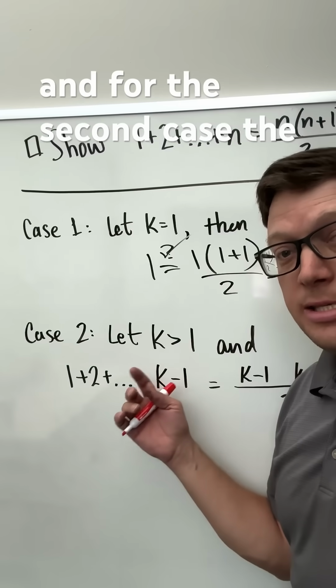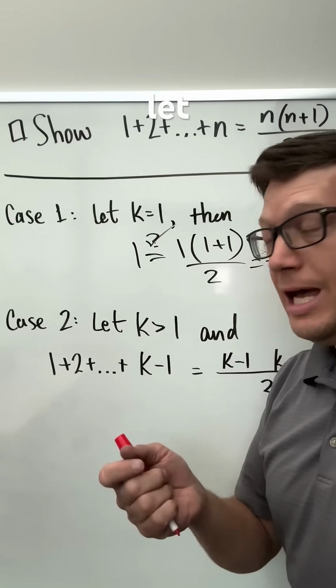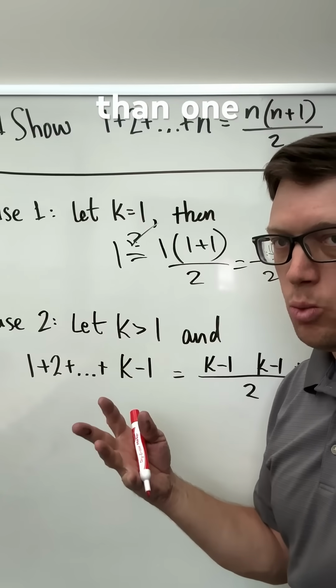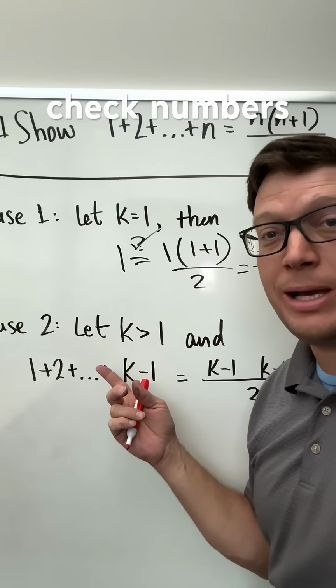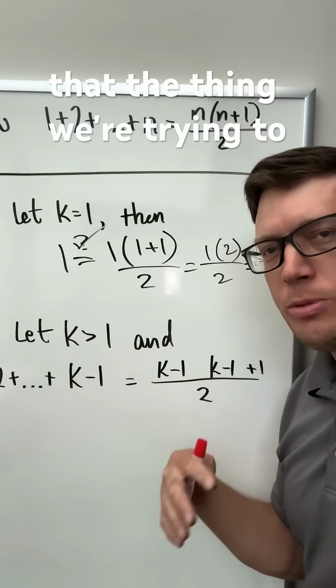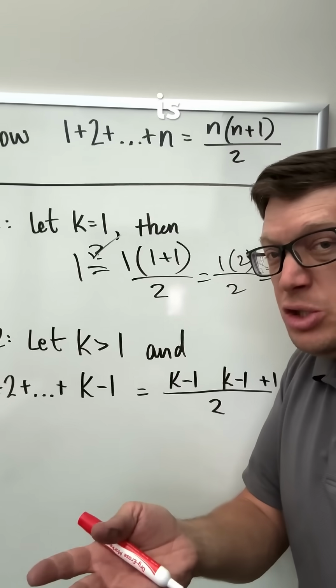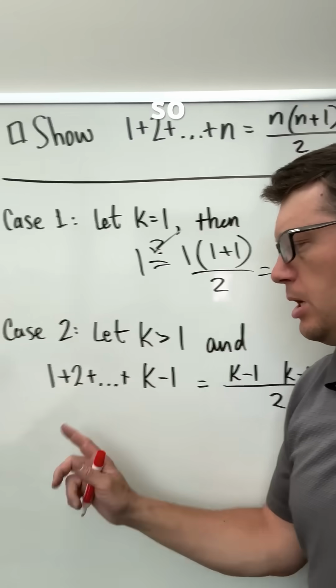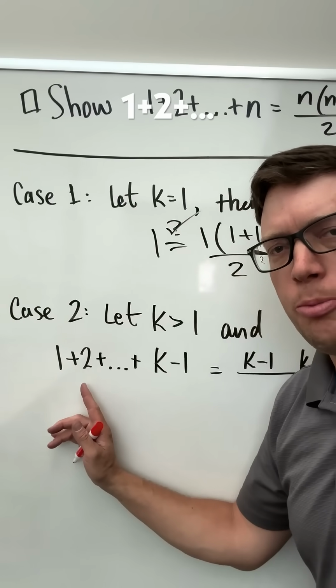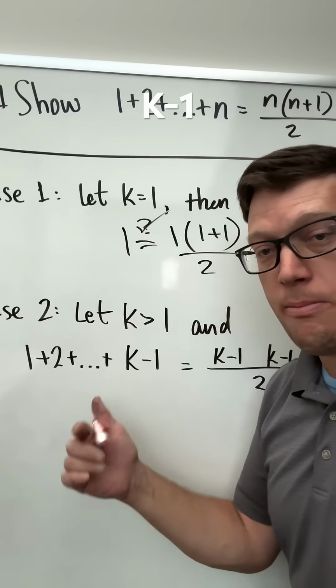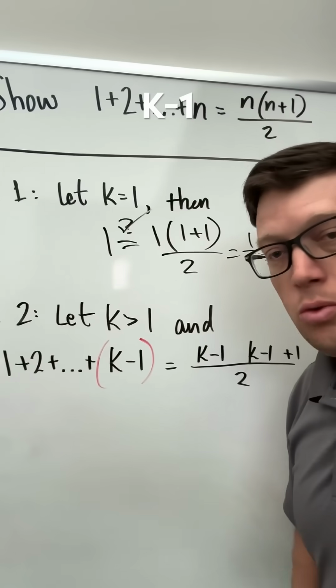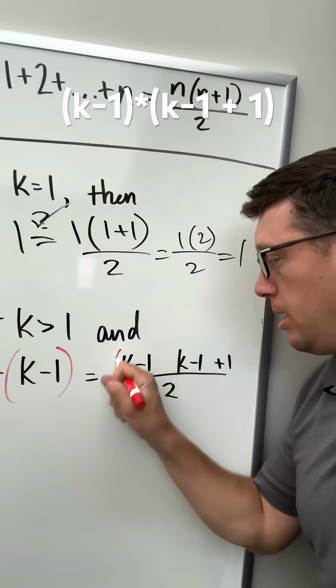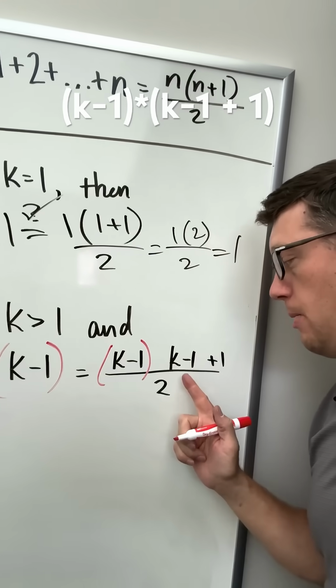And for the second case, the structure still has the same feel. Let k be a number bigger than 1. We already checked 1. Check number's bigger. And we also have to assume that the thing we're trying to prove is true as long as we assume it's true up to a point. So let's assume that 1 plus 2 plus dot dot dot up to k minus 1 is equal to k minus 1 times k minus 1 plus 1.